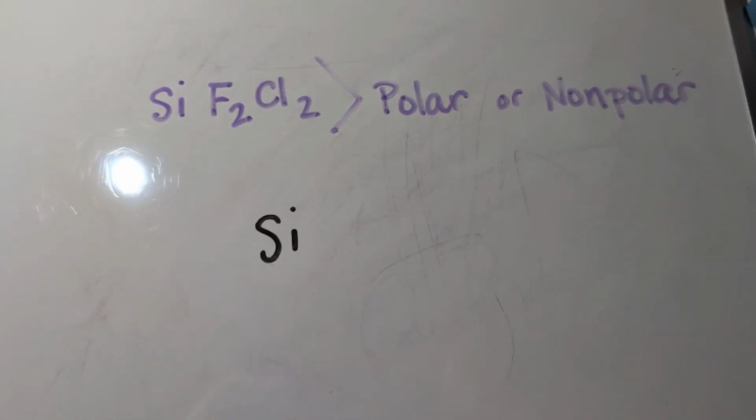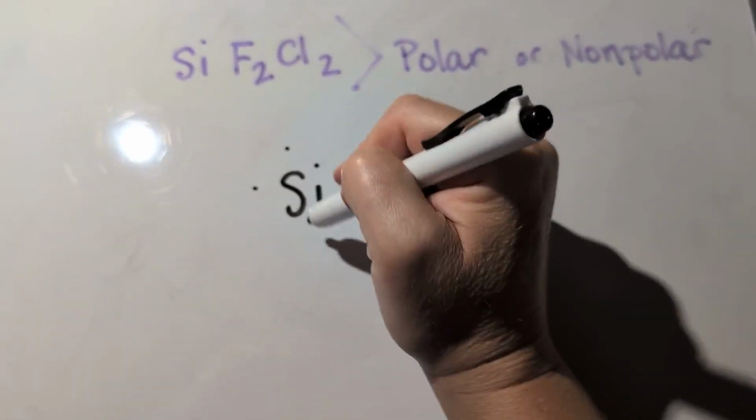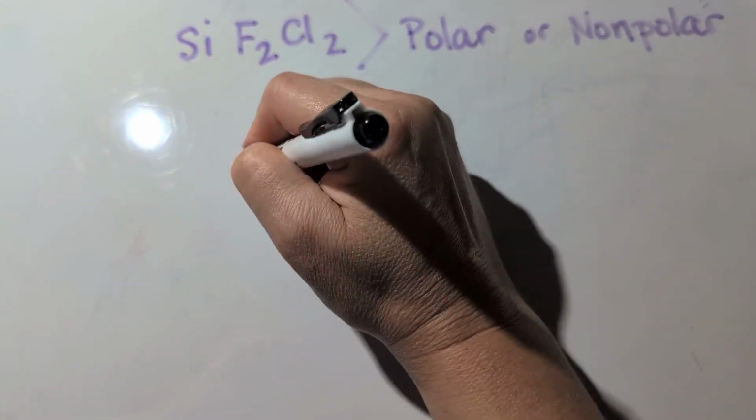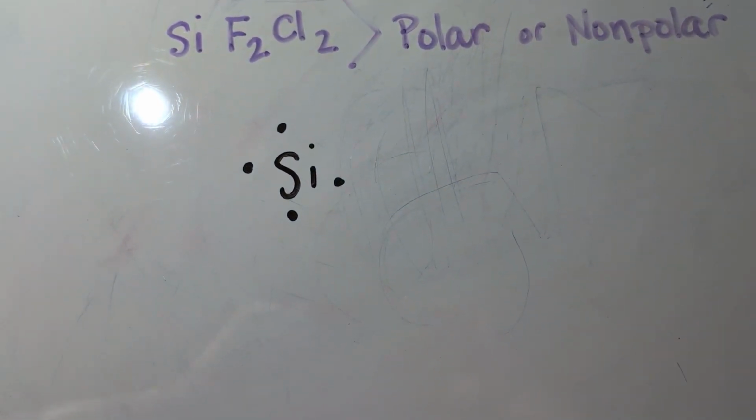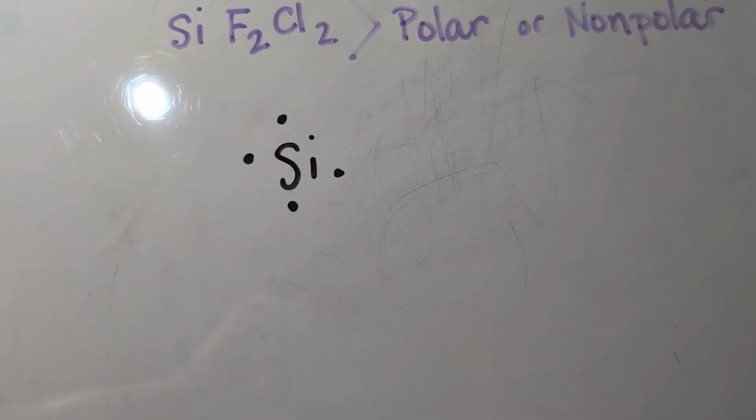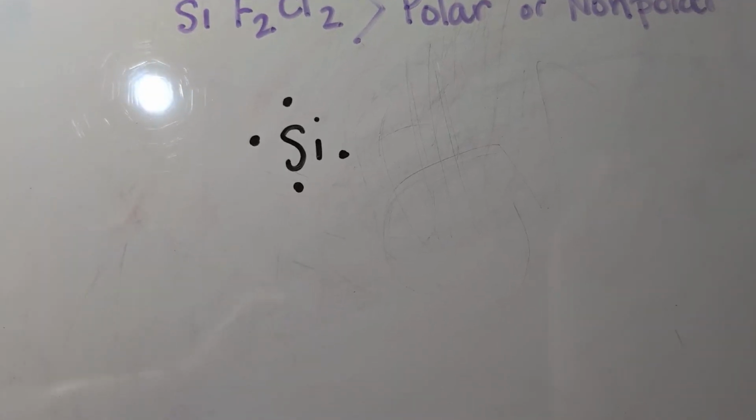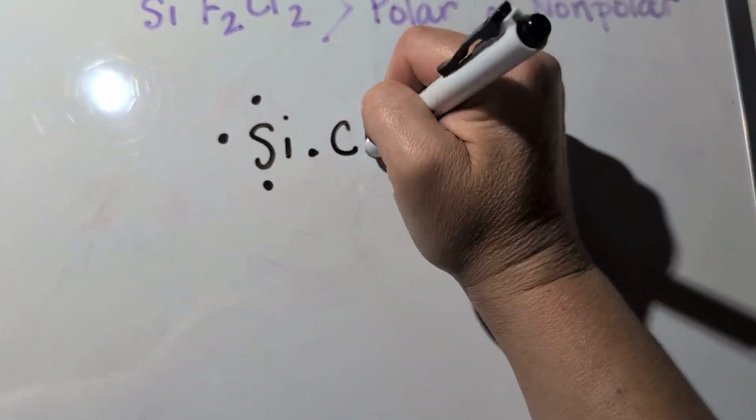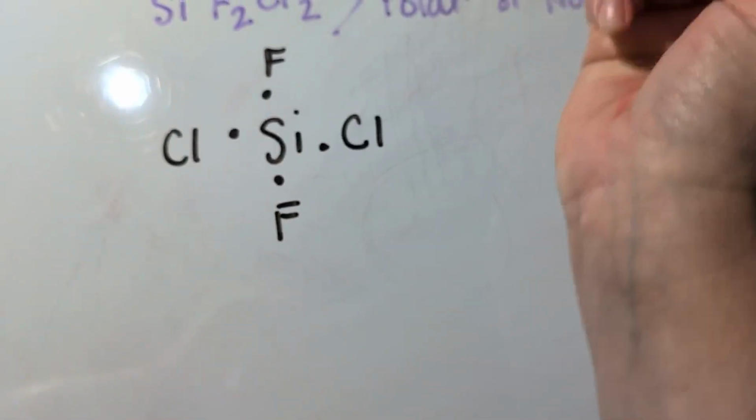So let's start with what we know. Si is in column 4, so I'm going to assume, based on that, and I'll make these fatter so they don't look like the I dot, that this is probably going to be the one with the most unpaired electrons since it has one on every side. So then we have two F's and two Cl's to deal with. Those are both in column 7, so they're both going to have one unpaired electron. So we can put this anywhere we want. We're going to put the Cl's on the sides and the F's on the top and the bottom.